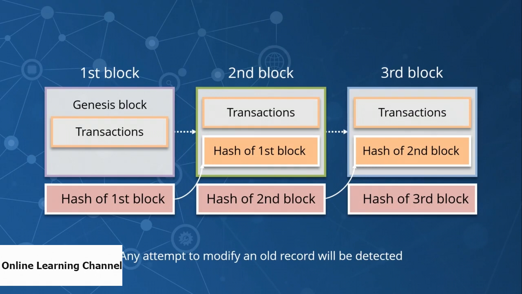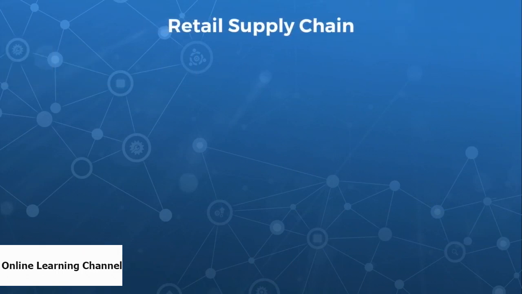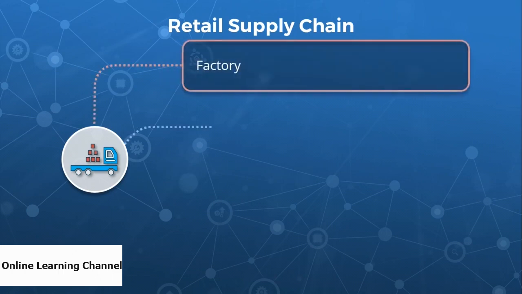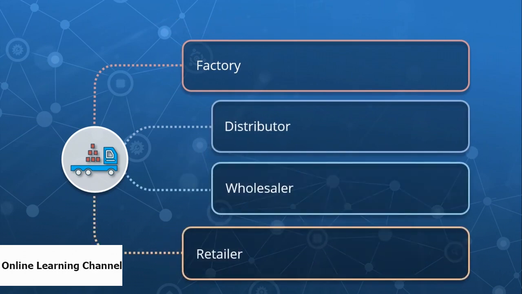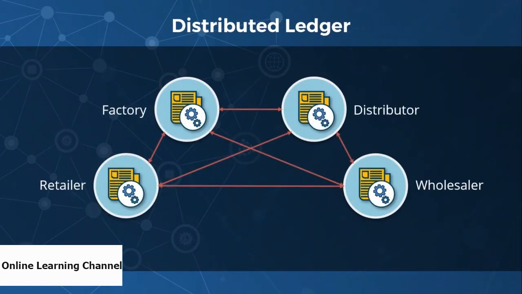So what implication does this have in the real world? Well, for that, we revisit the example of a retail supply chain which we saw previously in the course, where you have some goods which move from a factory over to a distributor, to a wholesaler from there on, and then finally to a retailer. All of the transactions which take place in the supply chain will be recorded on a distributed ledger, which will be implemented as a blockchain. So each of these 4 entities has a copy of the blockchain and are collectively responsible for maintaining its contents.